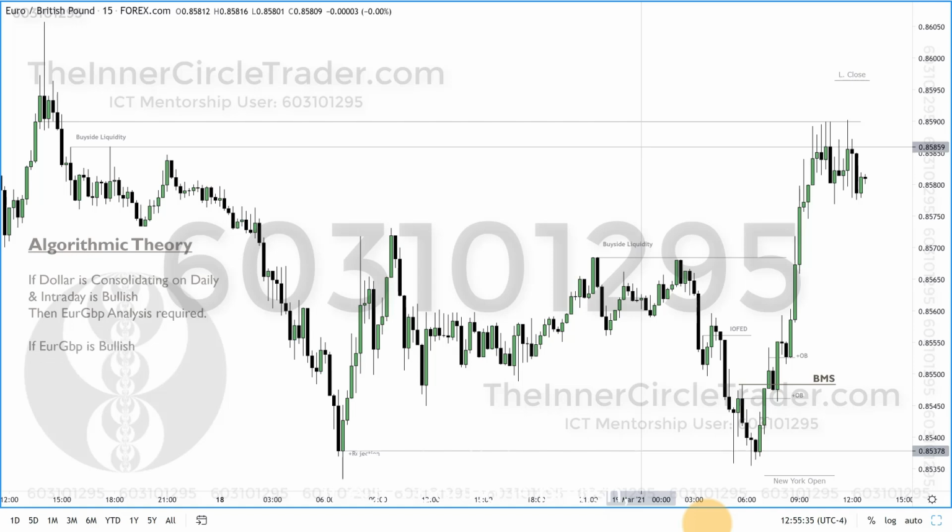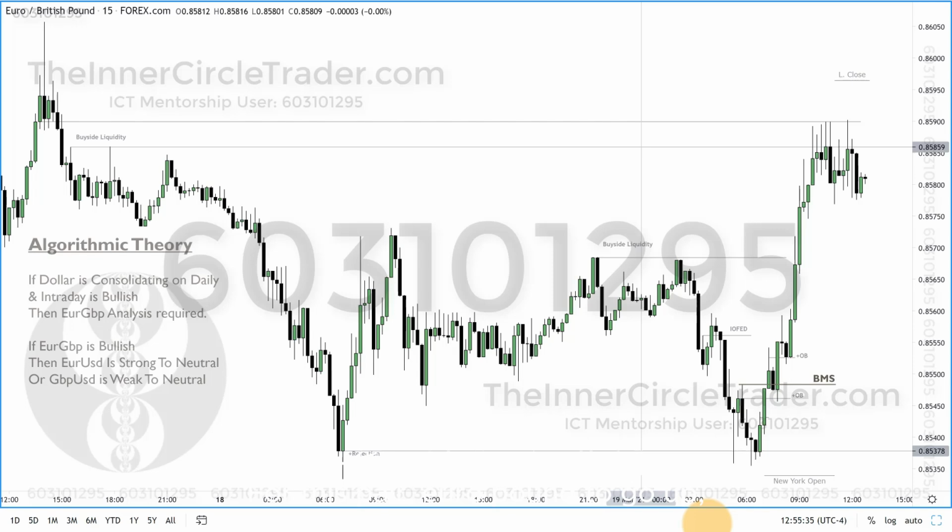If euro pound is bullish, as we show here, then euro dollar is strong to neutral, or pound dollar is weak to neutral. Now, what does that mean?